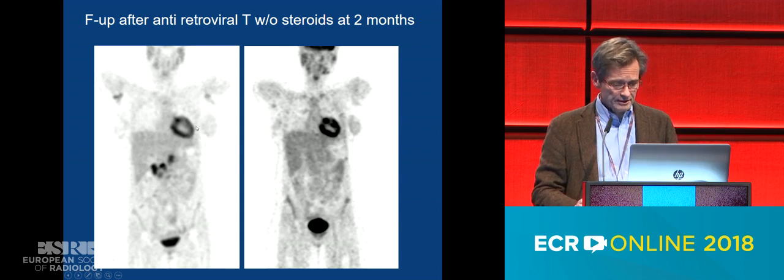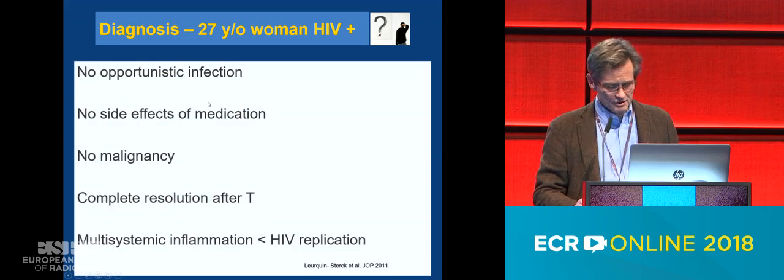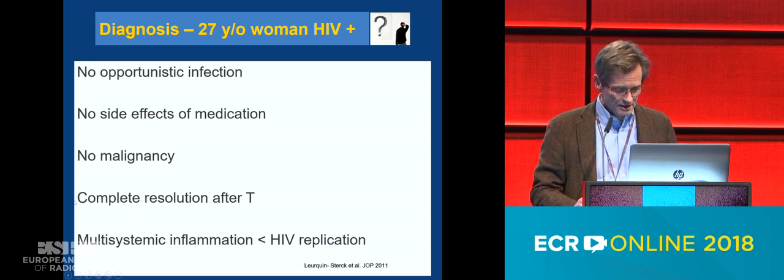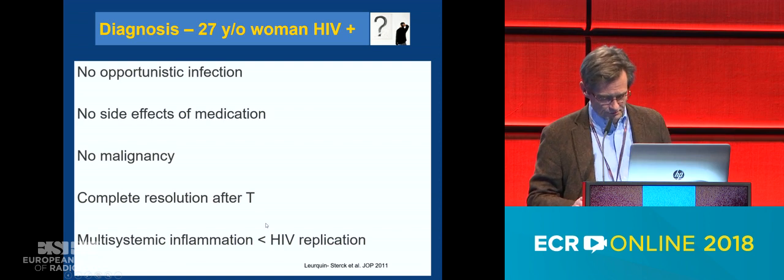The same occurred at FDG PET. You see that the lesions became completely non-avid for FDG. The situation is now completely normal after 2 months. So no opportunistic infection in this patient, no side effects of medication. There was no malignancy demonstrated and a complete resolution after treatment. So the final diagnosis is a multisystemic inflammation due to HIV replication, which mimics, in this particular patient, autoimmune pancreatitis.